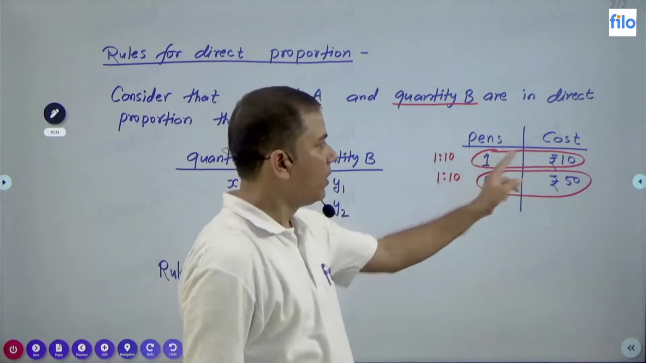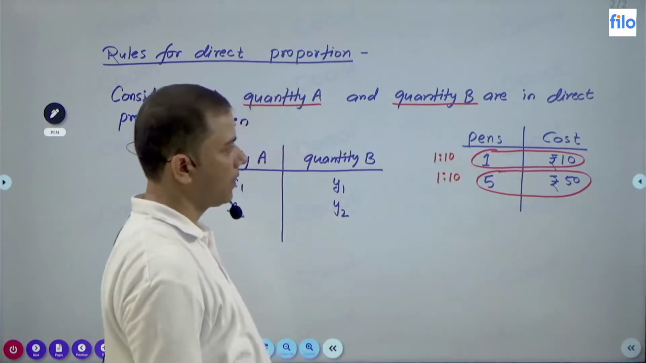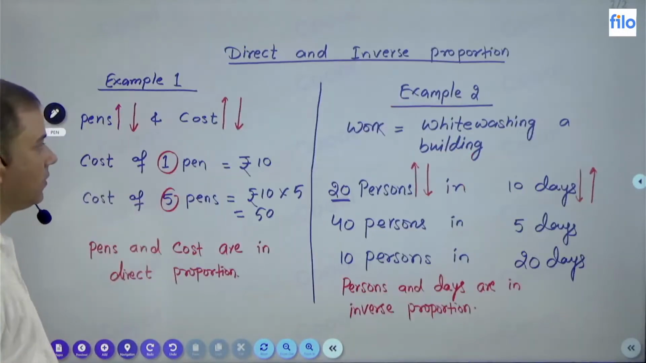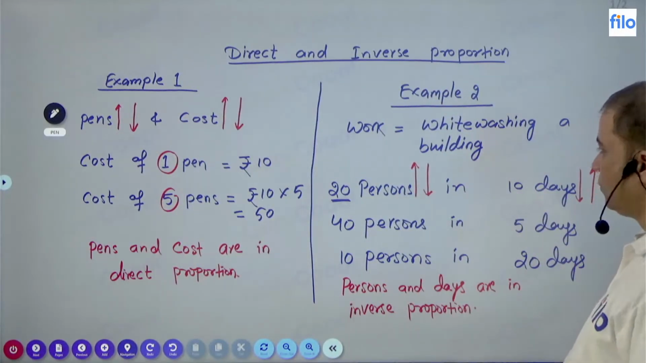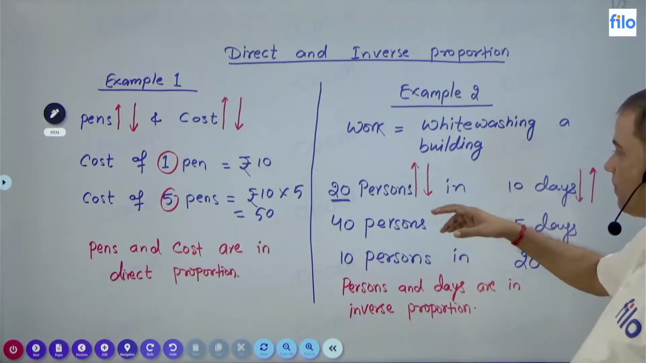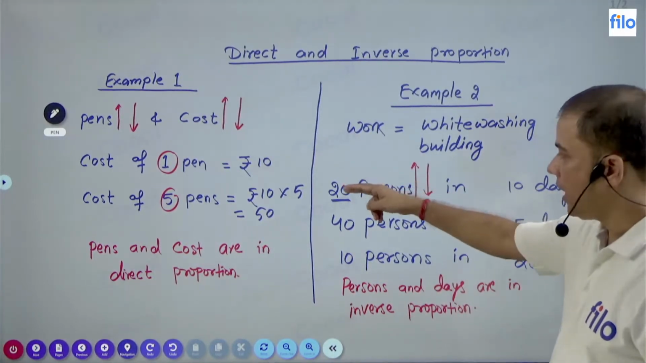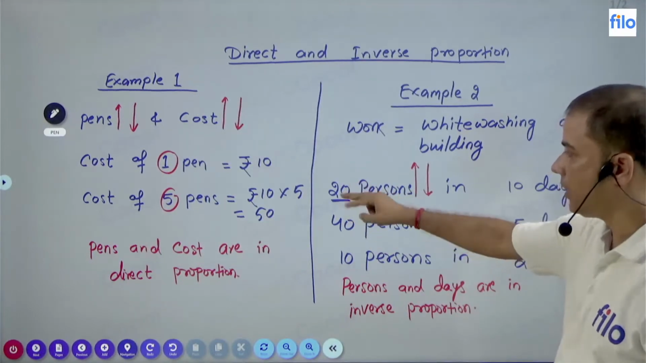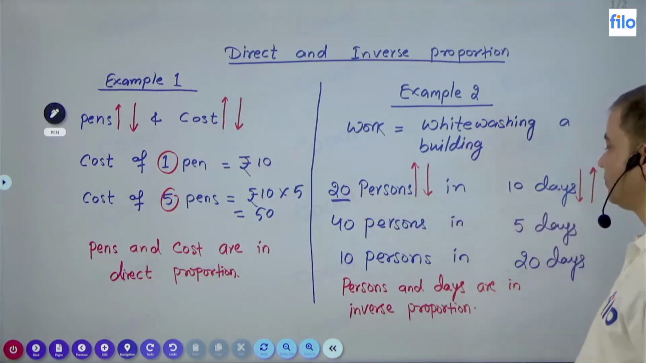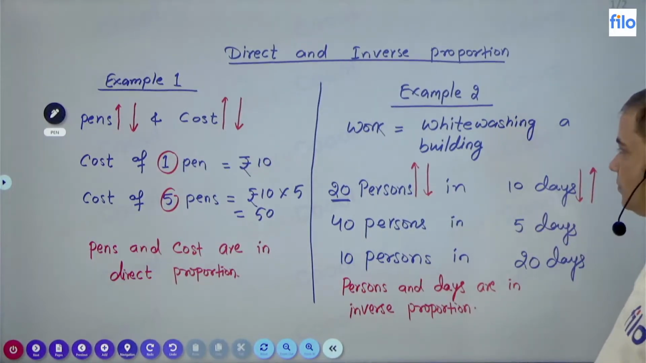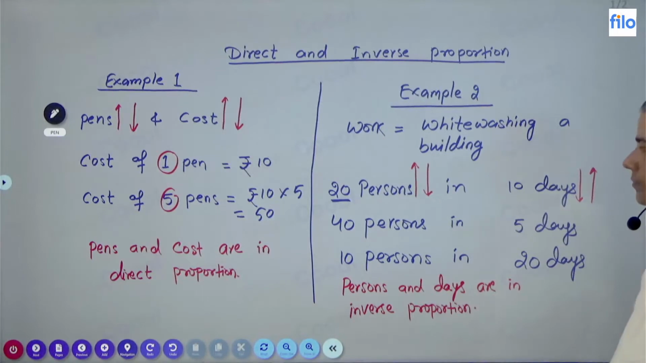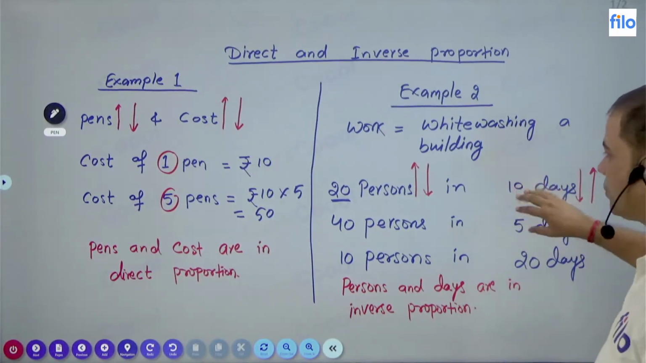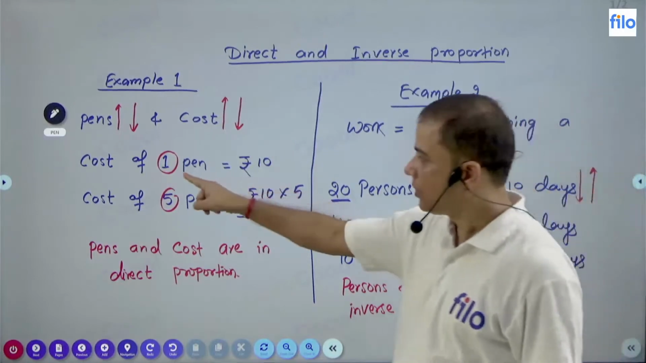So the ratios of 110 and 550 are the same. Notice this second example. What was the ratio between 20 and 40? What was the ratio between 20 and 40? And what was the ratio between 10 and 5? Just opposite. Notice the ratio between 1 and 5.